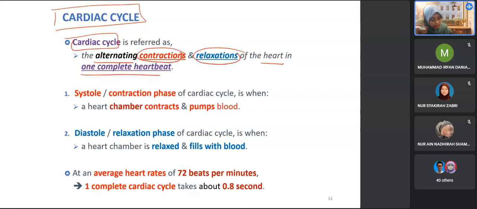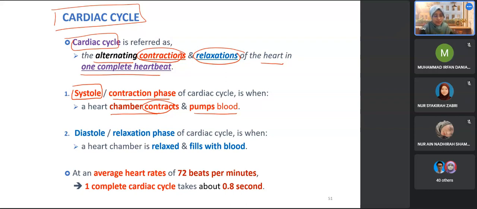Okay, so another definition that you have to know is systole. What is systole? It is the contraction phase of the cardiac cycle. It is when the heart chamber contracts and pumps blood. So atrium, bila dia contract, that is atrial systole. The atrial systole will pump the blood into the next chamber, which is the ventricle. So the ventricle also contracts, which pumps the blood out of the heart.